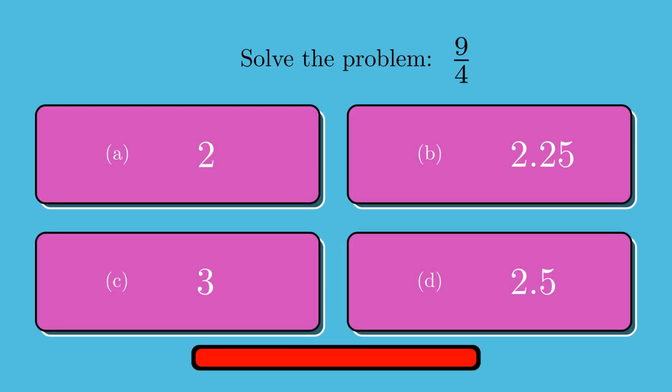All right, here's the problem. 9 divided by 4 equals what? Your options are A, 2, B, 2.25, C, 3, D, 2.5. You have 10 seconds to solve the problem, or pause if you need more time.